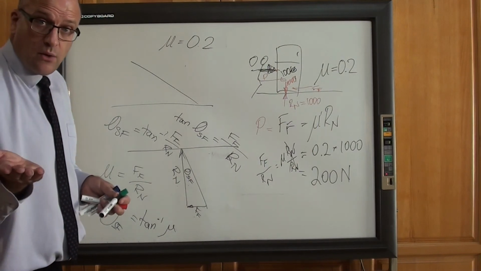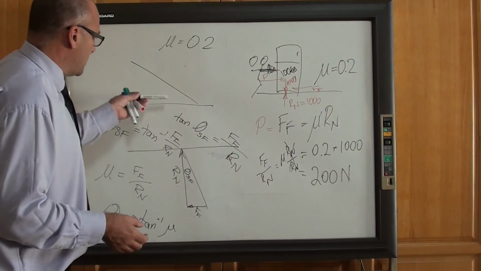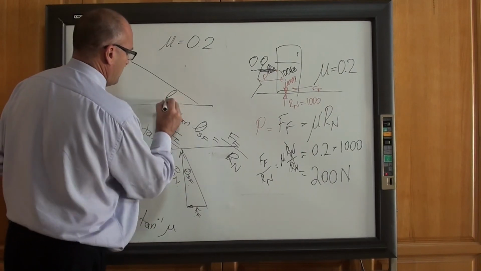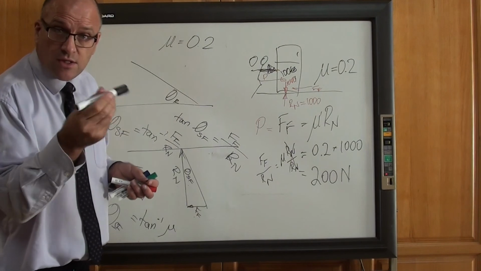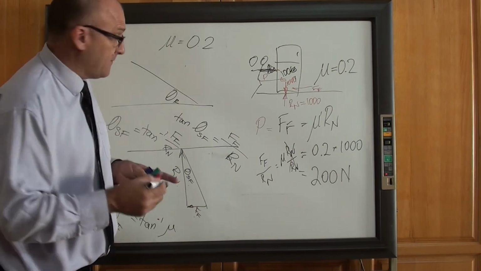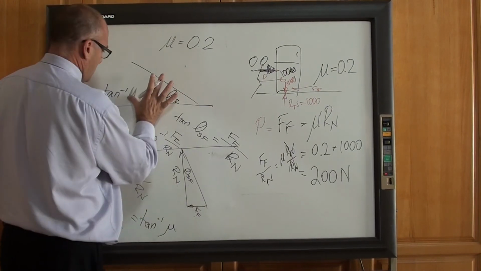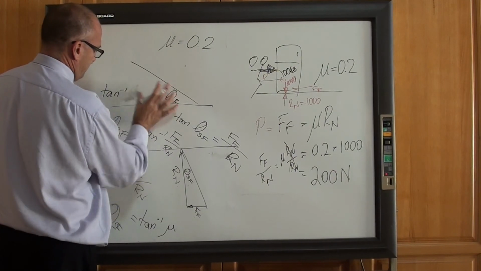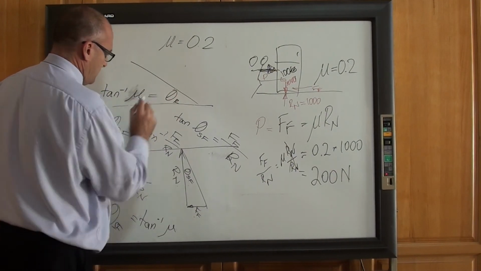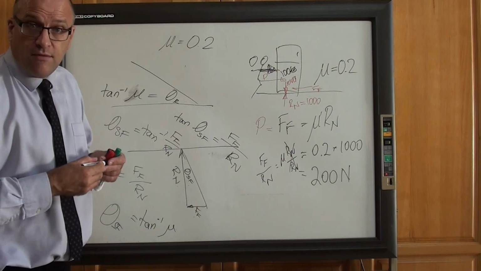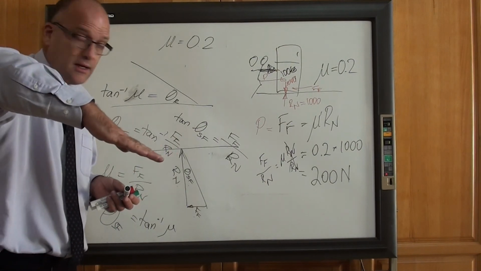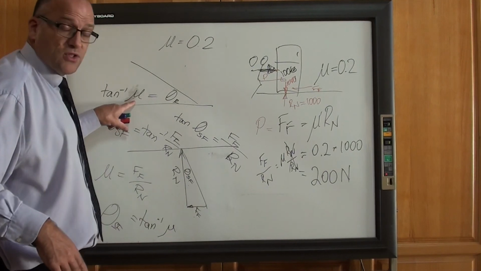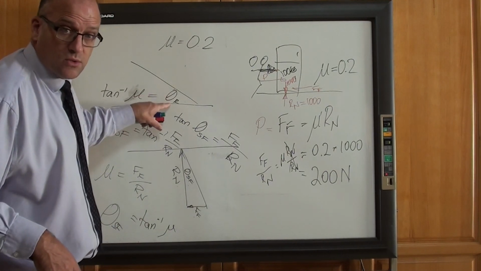If you're given the coefficient of friction, it's easy to calculate the angle of repose at which something will start to slide automatically. If you just go tan minus 1 of mu, equals that. So they give you the coefficient of friction. You can easily calculate the angle it starts to slide at, because the inverse tan of the coefficient equals the angle of repose.